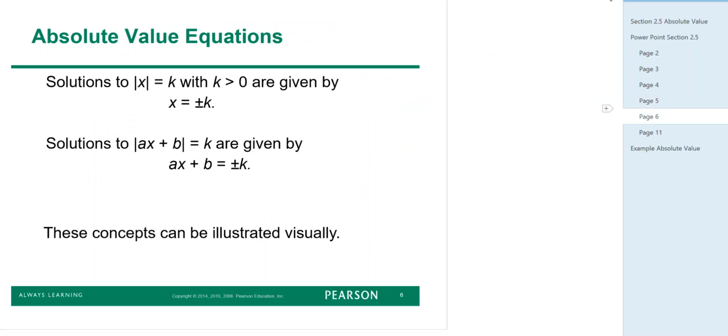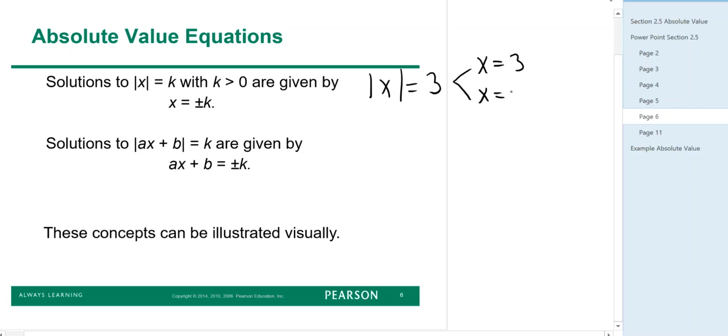All right, so to solve absolute value equations, it's going to come down to the fact that, for example, absolute value of x equals 3 means that x can be either 3 or x can be -3, right? Because absolute value of -3 is also 3. So both of these x's satisfy the absolute value equation. So in general, if you have that absolute value of x equals k, for k a positive number, then the solution is x is either k or -k. So in our case, we had that x equals plus or minus 3.